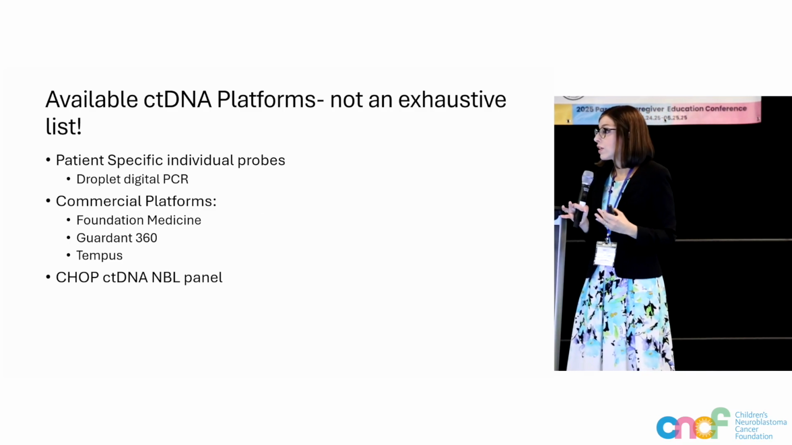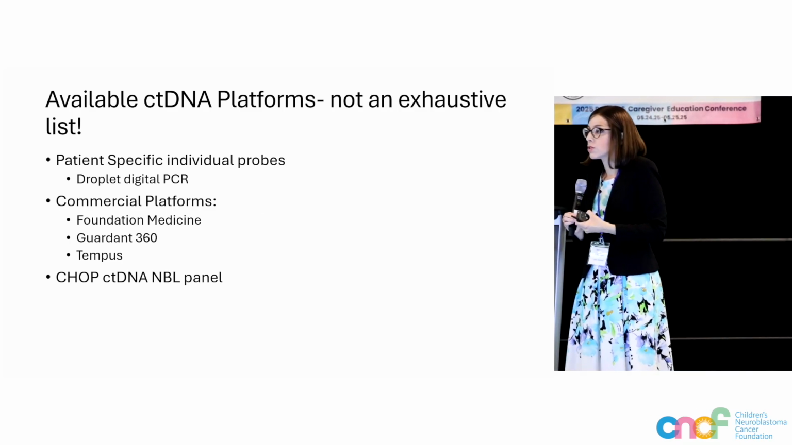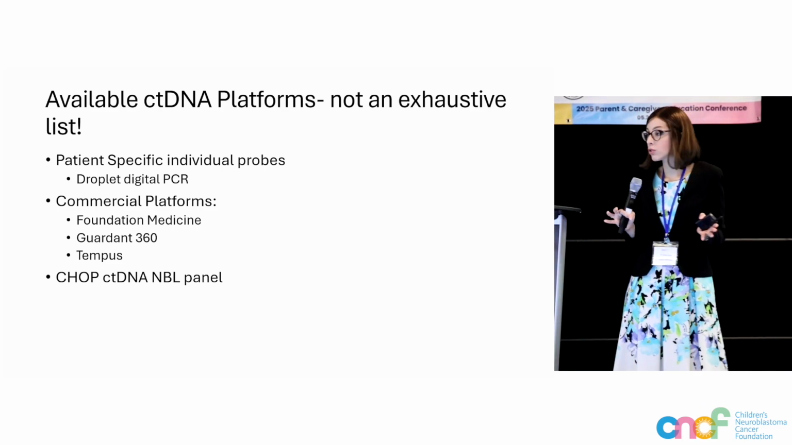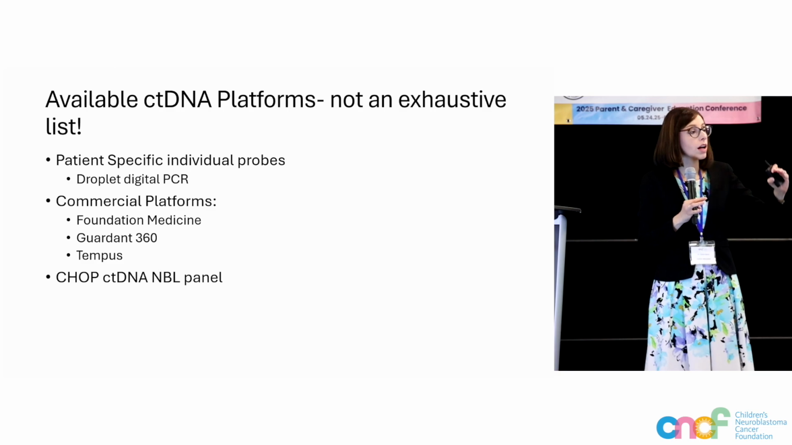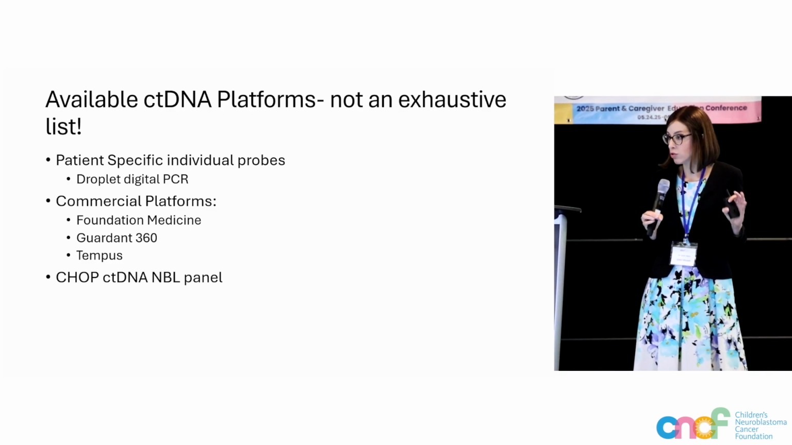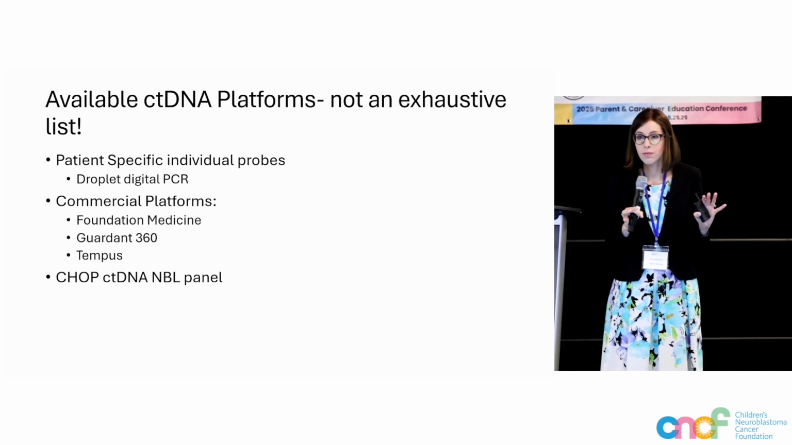The downside, obviously, is that we're only looking at that mutation. So if the patient evolves a secondary ALK mutation or an NRAS mutation, I'm not going to see it. But if I want to follow the burden of disease, that can be a very helpful, practical way to do that, and it's highly sensitive.